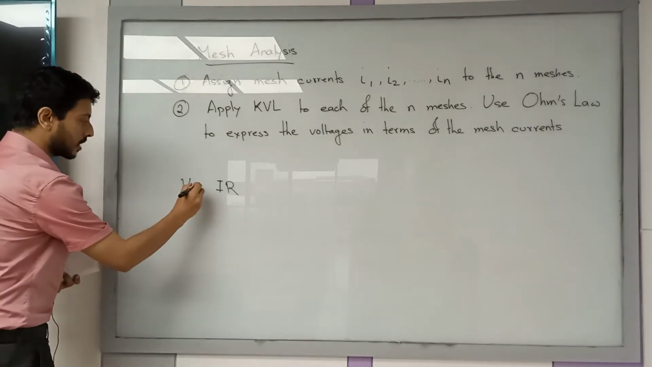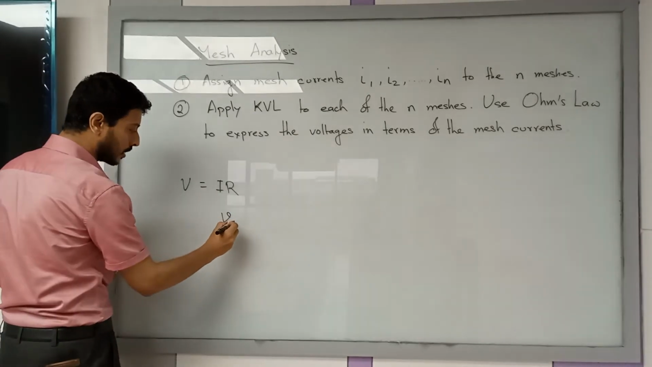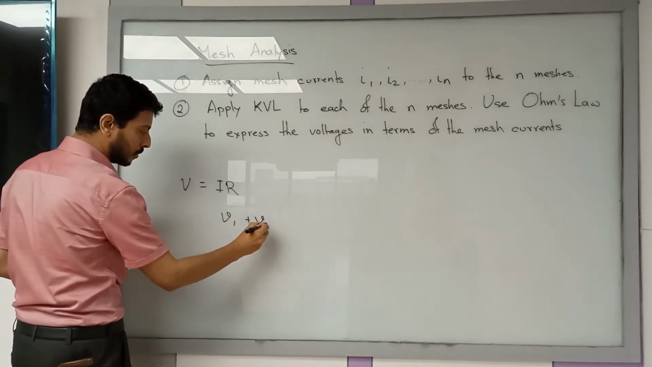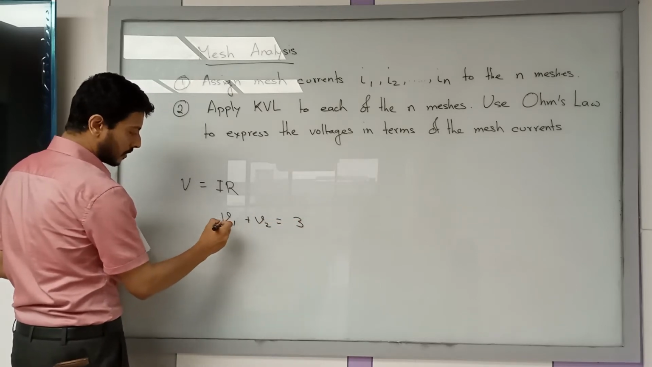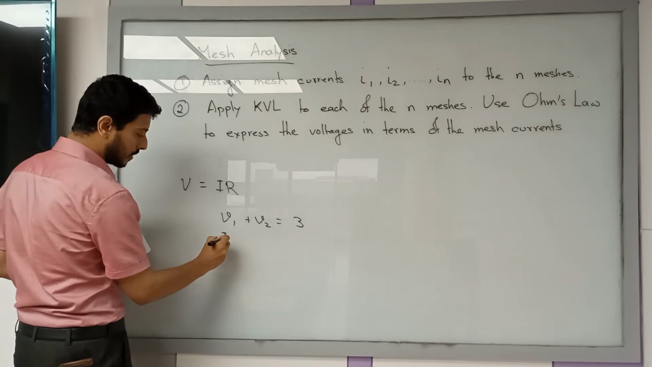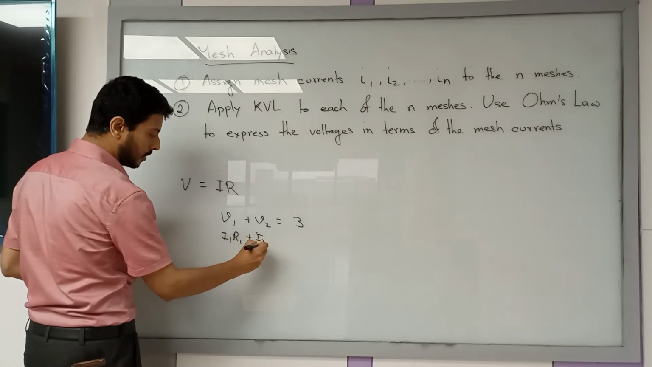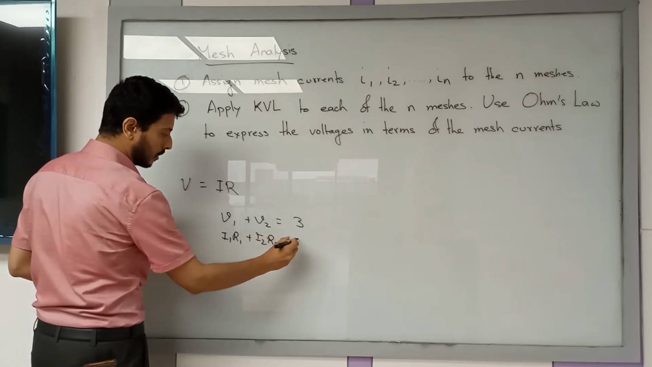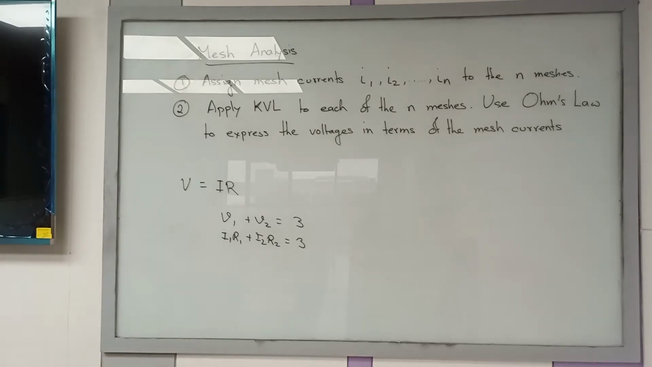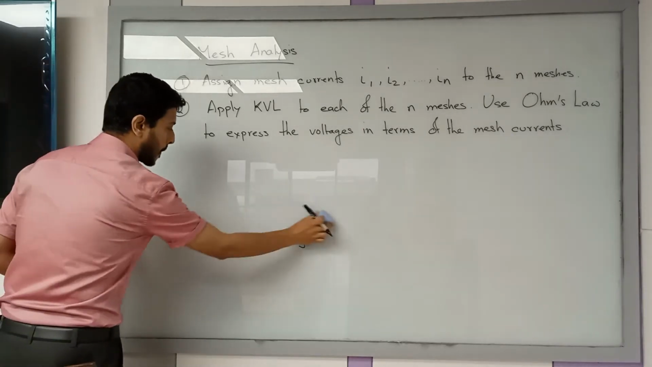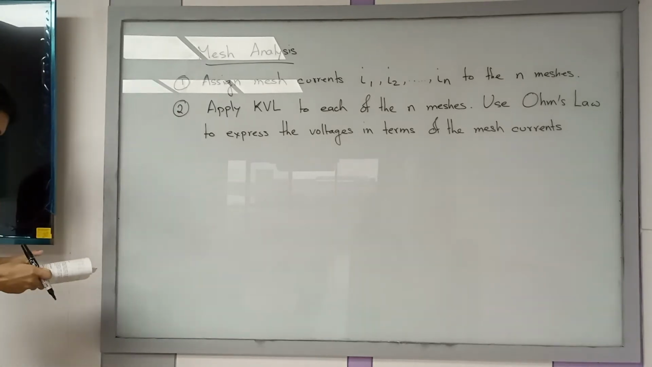So this voltage will be replaced by IR. Suppose you have an equation with V1 plus V2 is equal to 3. So you have to replace this V1 by I1 R1, and V2 by I2 R2, equal to 3, in this form. Do this for all of the equations you get.